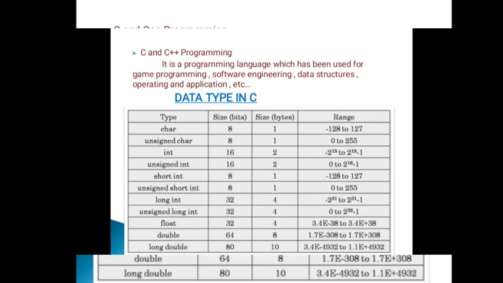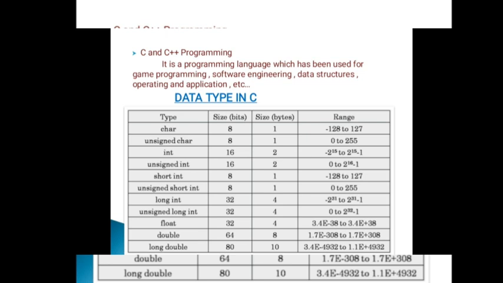Integer is 2 bytes, character is 1 byte, float is 4 bytes, and double is 8 bytes. Here we use specific formats for specific functions. For example, for integer we use %d, for character we use %c, for float we use %f, and for double we use %lf.